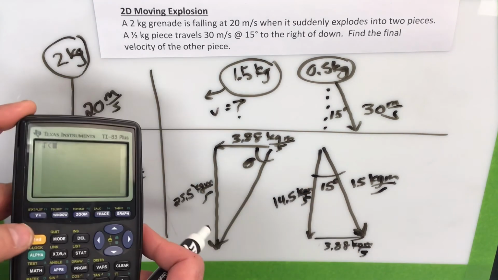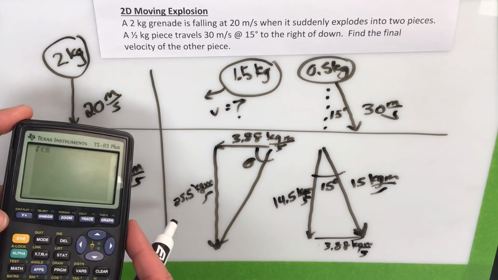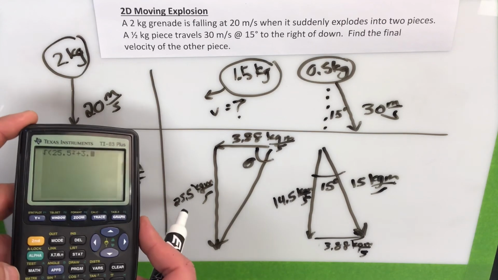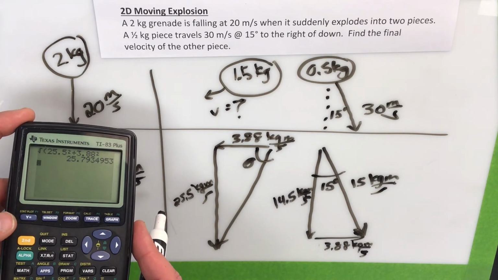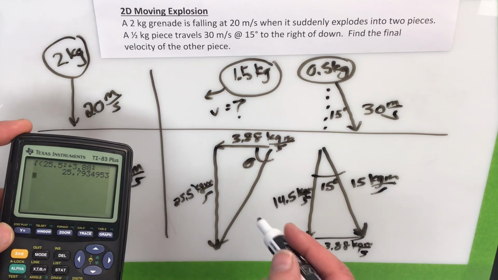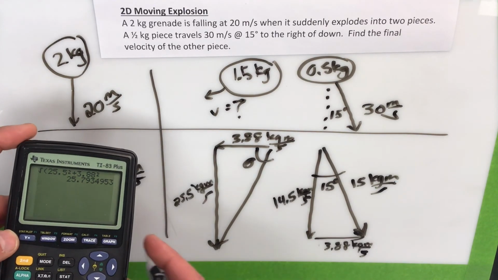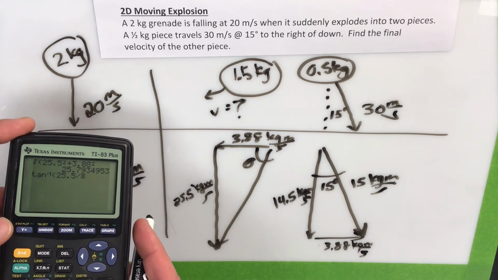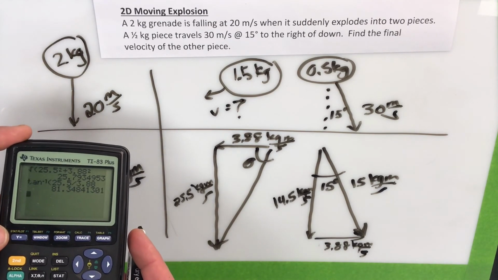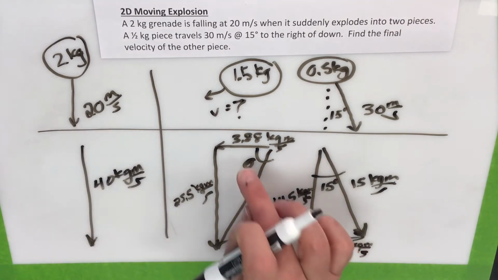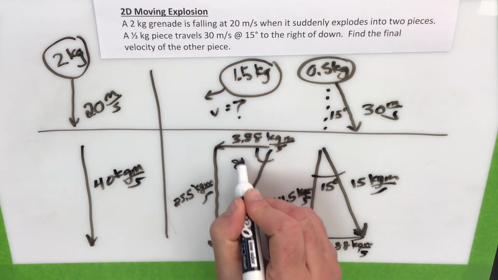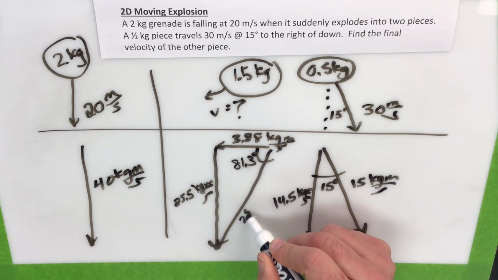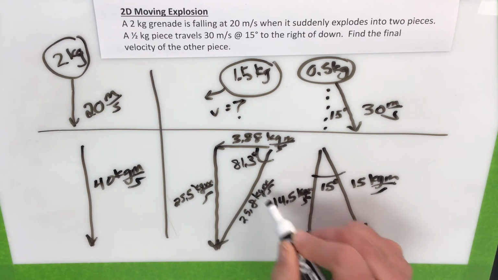There's the angle. Second function, square root of the quantity 25.5 squared plus 3.88 squared gives you the hypotenuse of 25.8 kilogram meters per second for that momentum. And then inverse tangent of 25.5 divided by 3.88 equals 81.3 degrees. Put those little numbers in here. This angle is 81.3 degrees, and this is 25.8 kilogram meters per second.